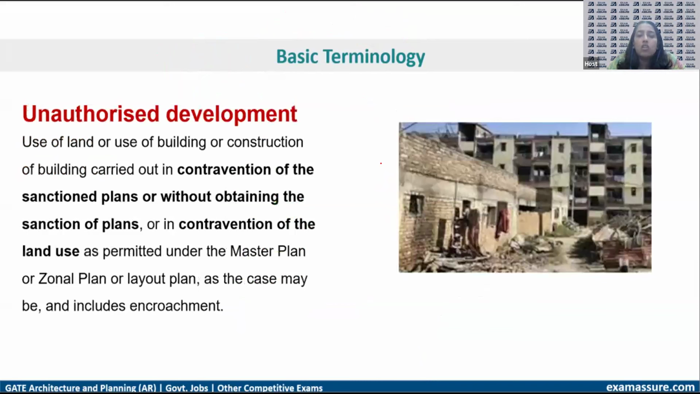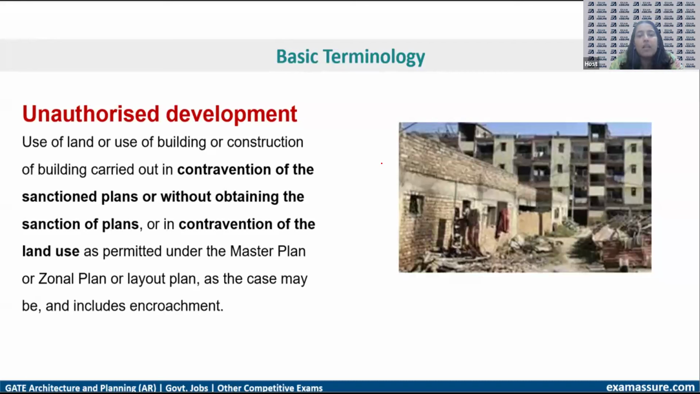Then coming to unauthorized development. What does it mean? It is where construction or development of any type has taken place without proper permission, or if it was not meant to be there as per the master plan or the plan of that area. In that case, if the development has happened other than that, that is unauthorized development.